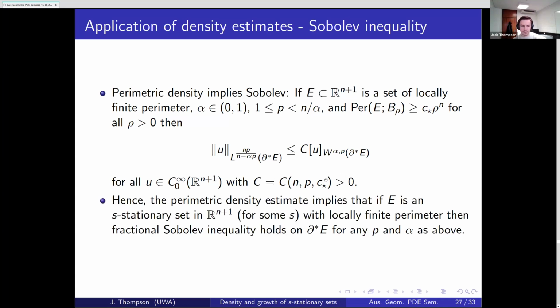So here, just to state it explicitly, if the parametric density estimate that I prove for S stationary sets holds for some S, then the fractional Sobolev inequality holds for any p and alpha as above.